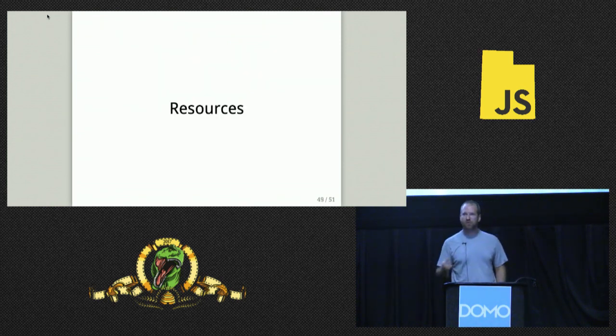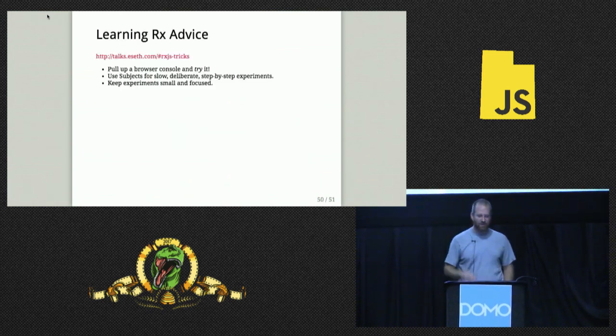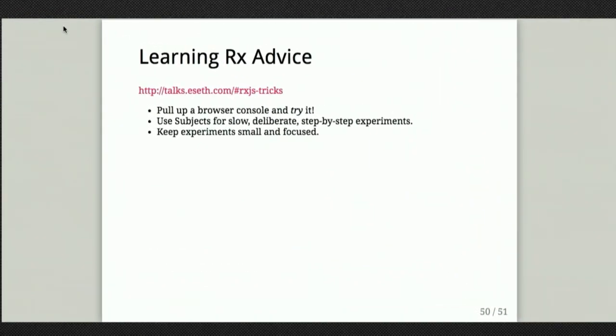So let's end with some resources so that you know where to dive in if you are indeed interested. The very first thing, play with this code. Like I said, there's the repository. Pull up a browser console like I was doing here and try it. That is the thing that got me over the hump. Use subjects, right? Even though they're frowned on in Rx, they're great for playing around because you can be very slow and deliberate and you can push things through at your own pace manually. And keep your experiments small and single focused.